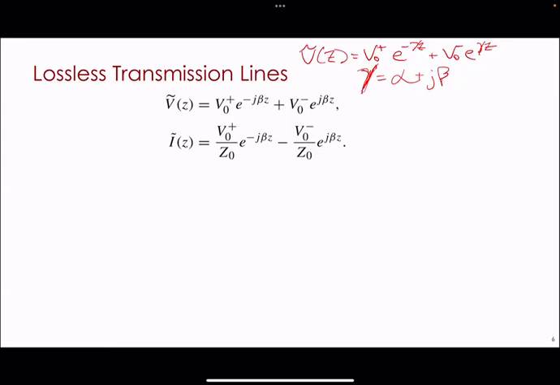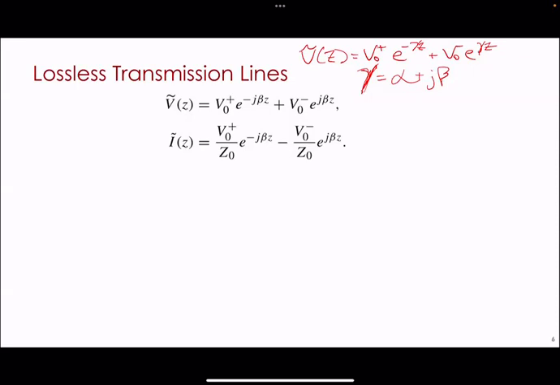So this is for lossless. That means alpha equals 0, which means gamma equals j beta. So we've just substituted in j beta. This is the one we're going to be dealing with. We're going to be dealing with lossless lines for a while now. It's a little bit simpler. There's no alpha in it.